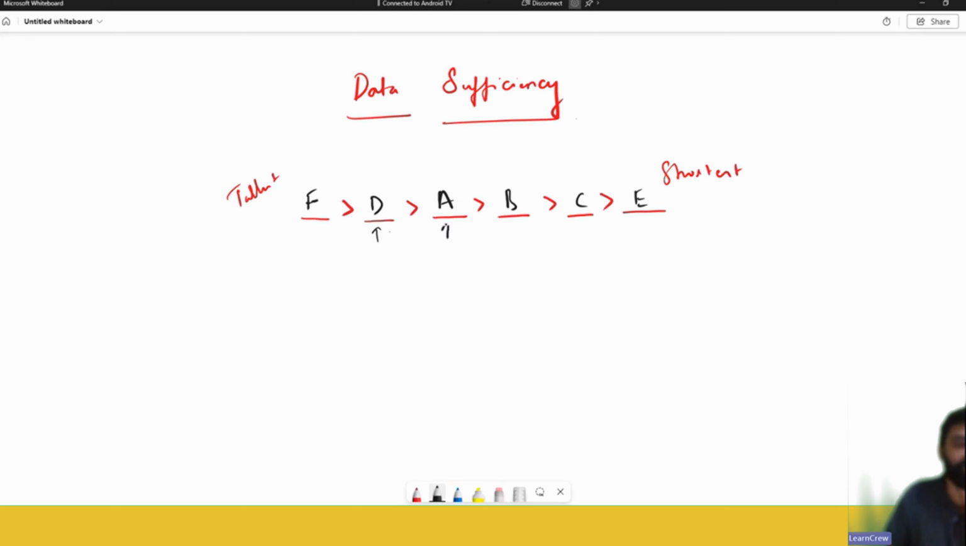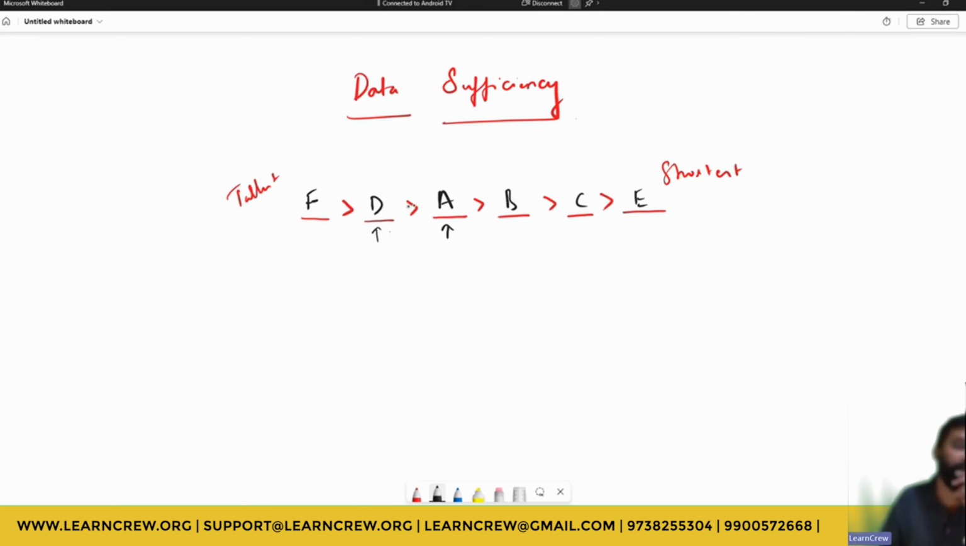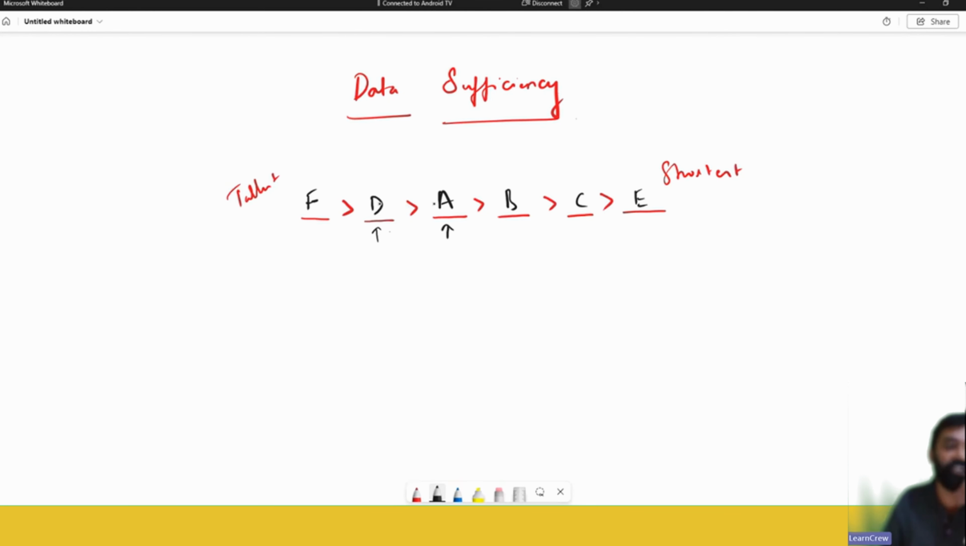With respect to A, how can you tell it? A is shorter than only 2 people in the group. A is taller than 3 people. Apart from it, A is taller than B, you can tell. Or you can tell, D is taller than A. So all these are statements.